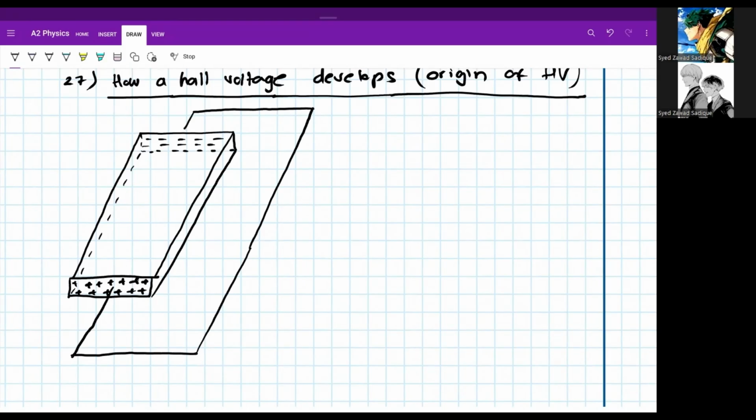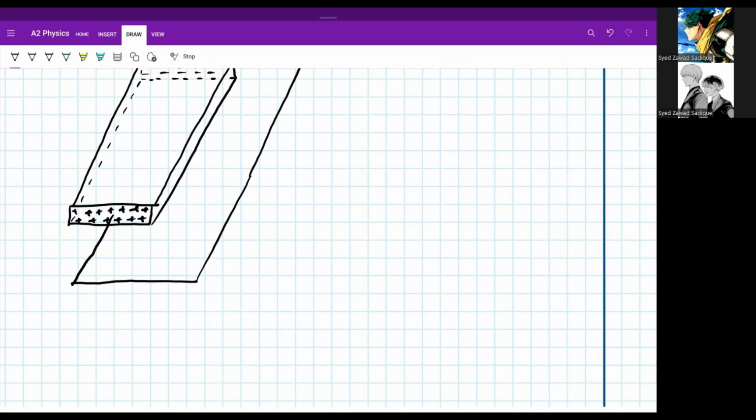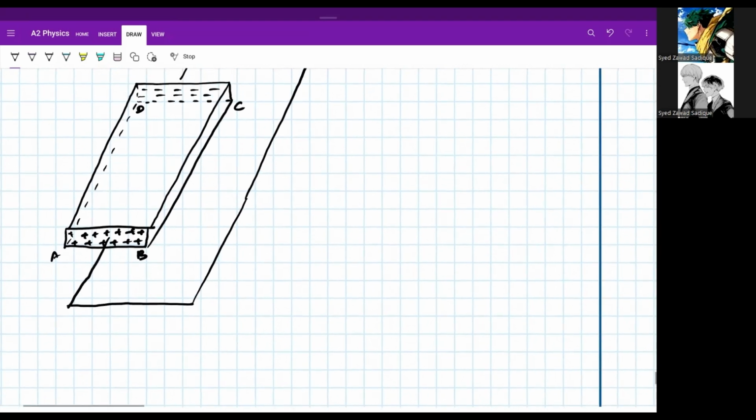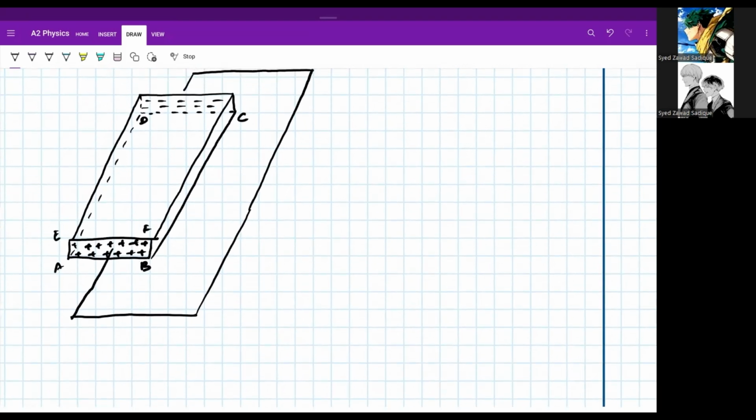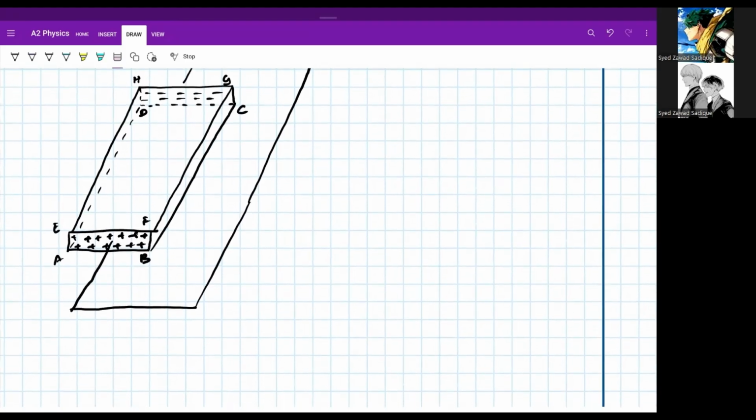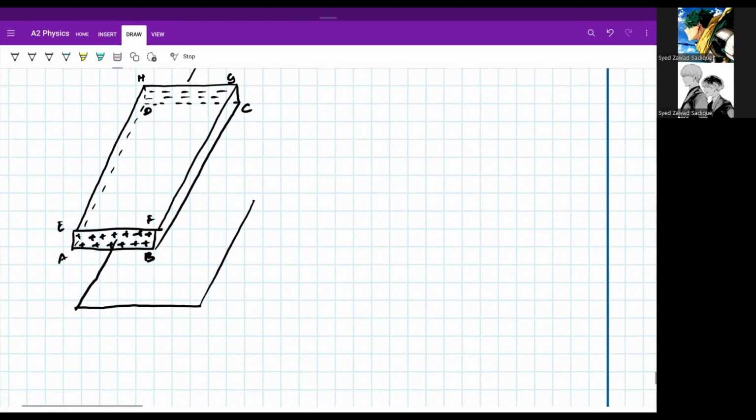Okay, let's label the sections. This is A, B, C. This is D. This is E, F, G, H. H is the top part. G is also the top part. D is the bottom part. EF is also the top part. A is the bottom part. Okay, the one thing that I missed is okay. That was kind of bad.